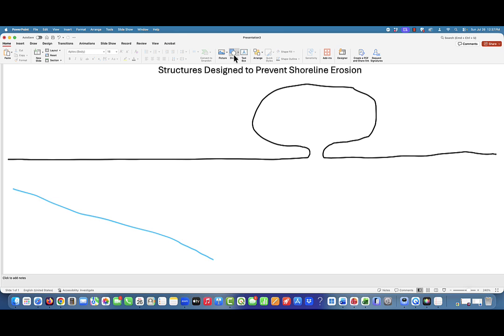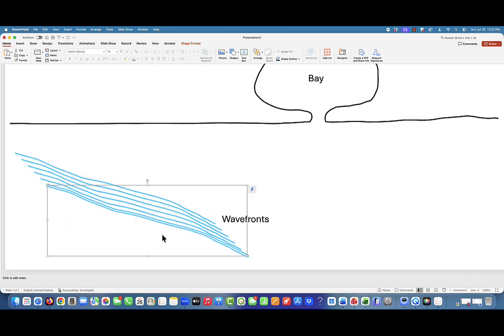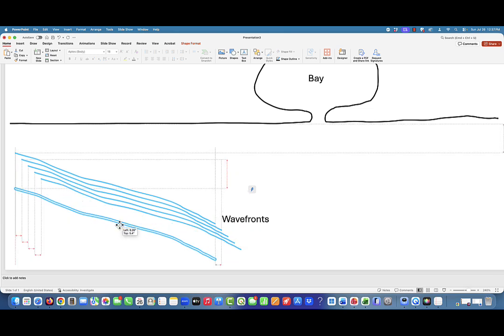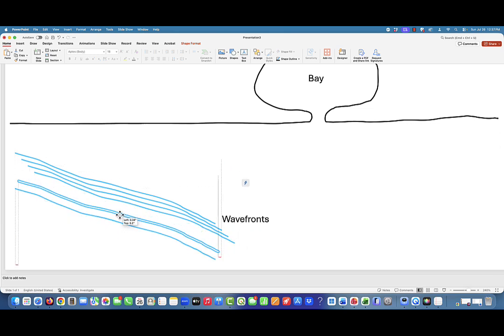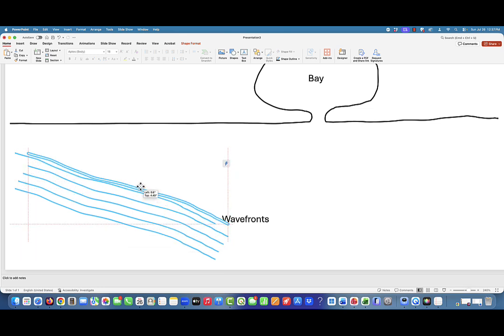I'm going to go back. This is our bay. Put in the bay. This is our shoreline, and in blue here, this is our wavefronts. And I'll just put in a few more of those. They're all going to be somewhat parallel to each other, evenly spaced. That's going to be the wavelength. And we can think about these as where either the crest or the trough of the wave is, showing how far apart they are.